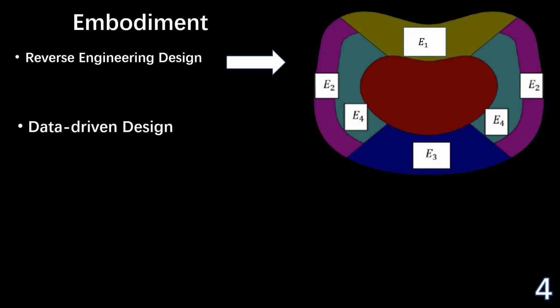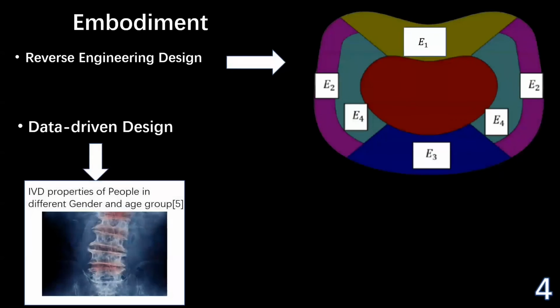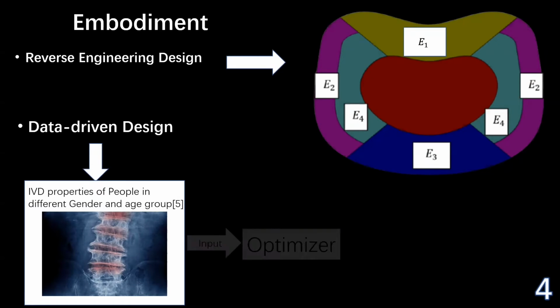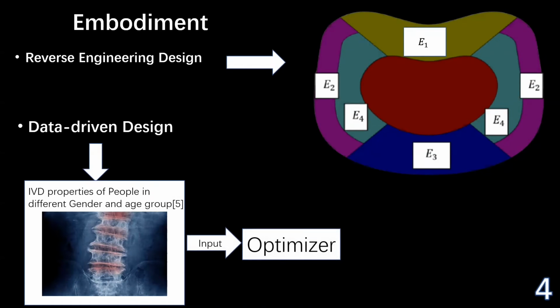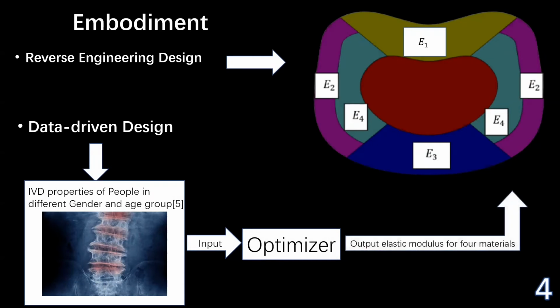We adopted a data-based computational optimization process and performed reverse engineering design. After collecting the experimental data from sample IVDs donated by people of different ages and genders, we assign different weights to each data point based on the Canadian population proportion. Then we numerically optimize the property of each material so that the overall modulus of our design is the closest possible to actual human IVDs.